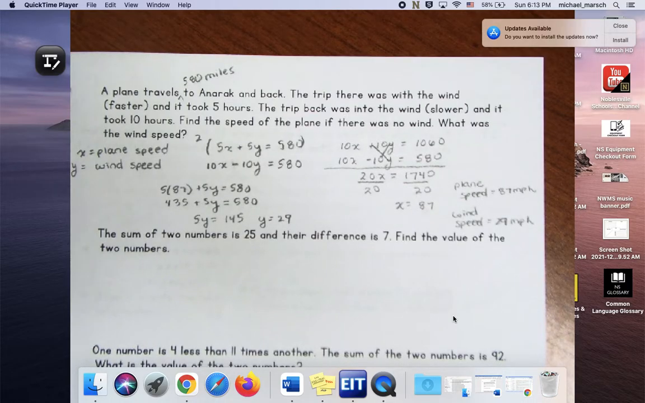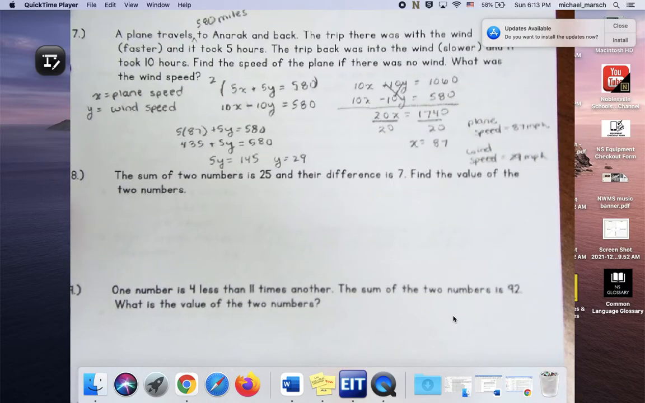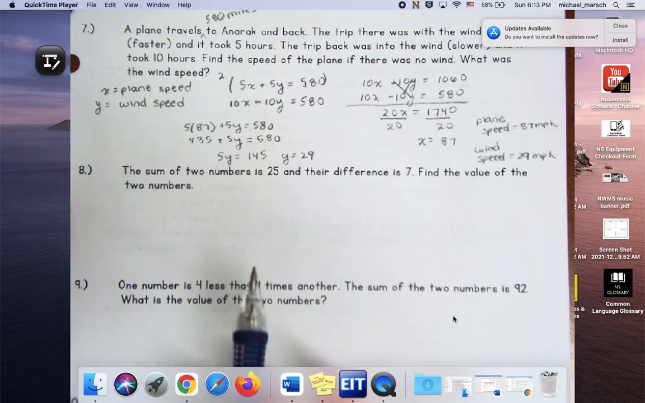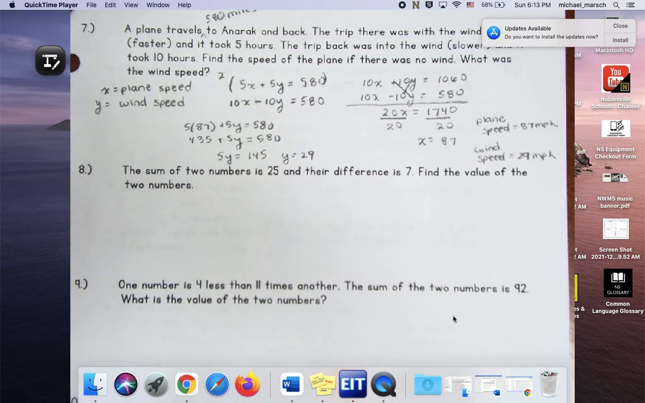Okay, let's move on to the next one. These are kind of different. The sum of two numbers is 25 and their difference is 7. Find the value of the two numbers. All right, people always get caught up on these, and I'm like, don't get caught up.